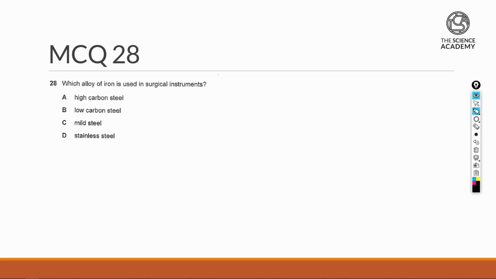MCQ 28 asks about the alloy of iron that is actually used for surgical instruments. So we have quite a lot of terms here: high carbon, low carbon, mild steel, as well as stainless steel. So I'll first tackle the first three: high carbon, low carbon, and mild steel.